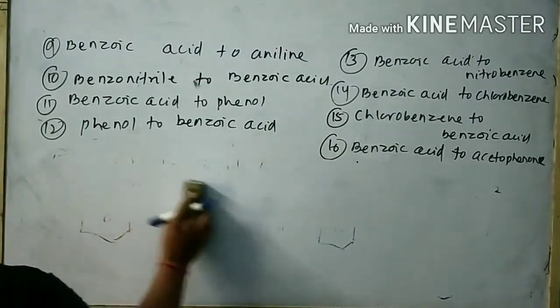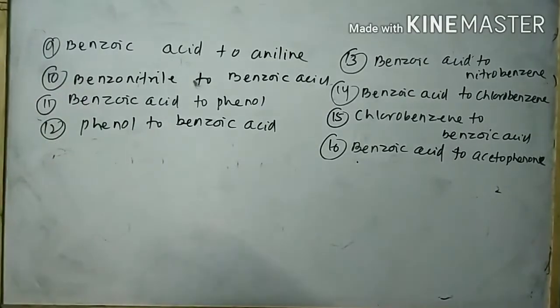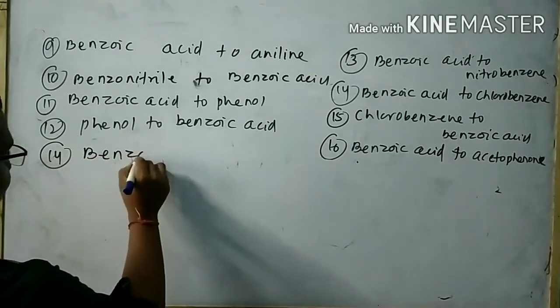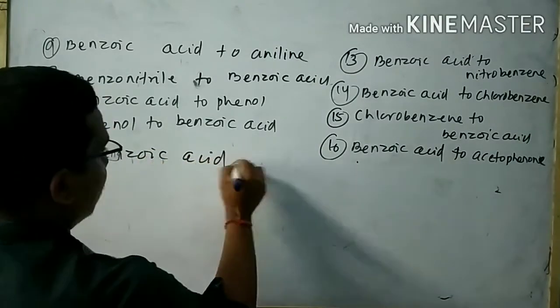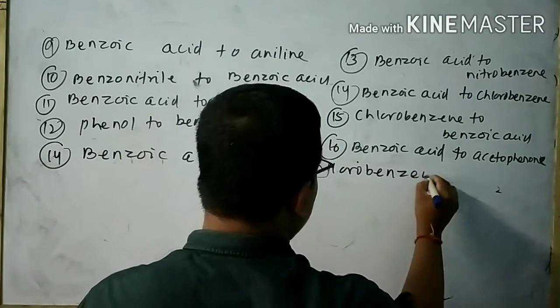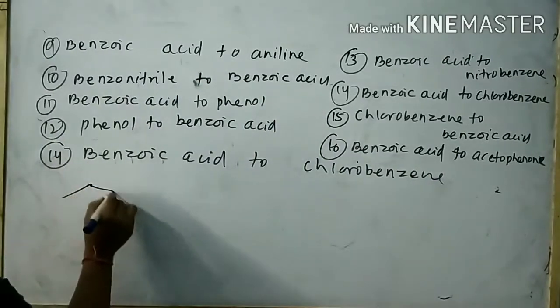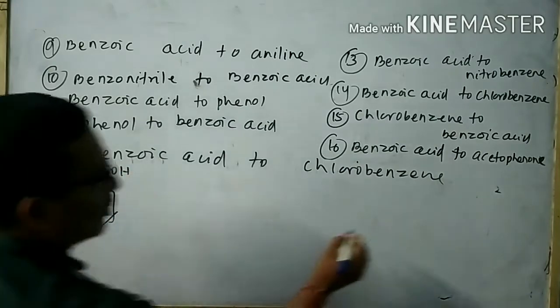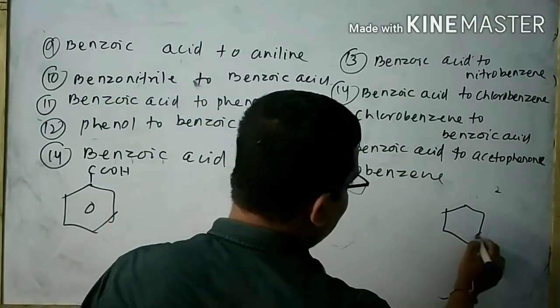Now I will solve question number 14. Benzoic acid to chlorobenzene. The structure of benzoic acid is this. The structure of chlorobenzene is this.